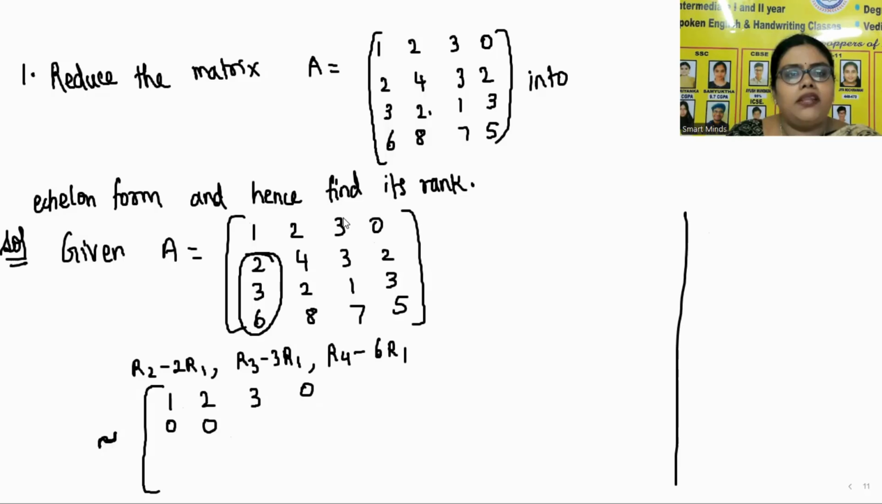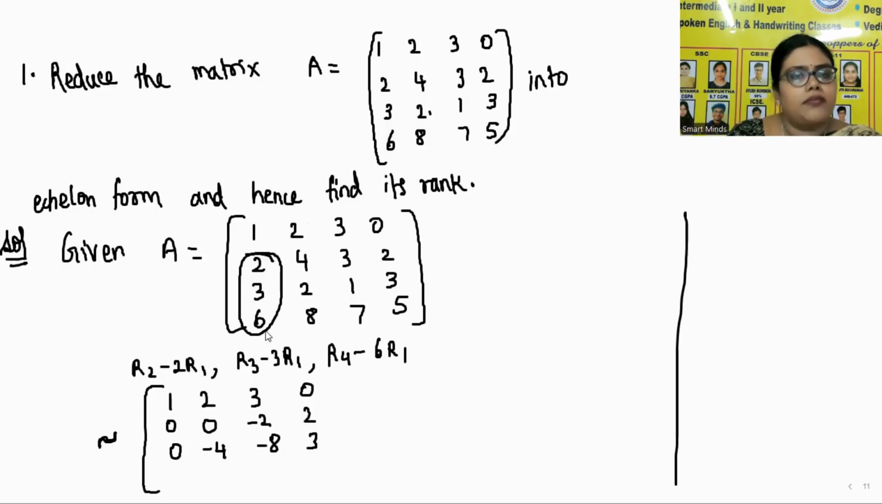Then 3 minus 6 is minus 2. Then 2 minus 0 is 2. Now moving on to the third row. 3 minus 3 is 0. 2 minus 6 is minus 4. 1 minus 9 is minus 8. 3 minus 0 is 3.